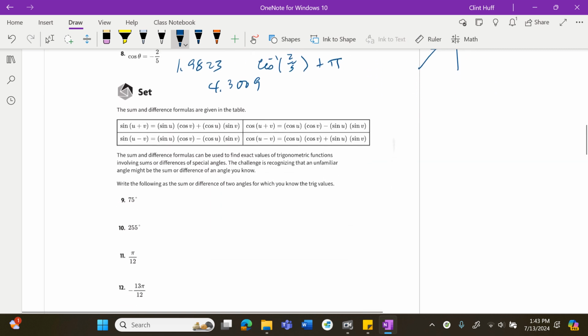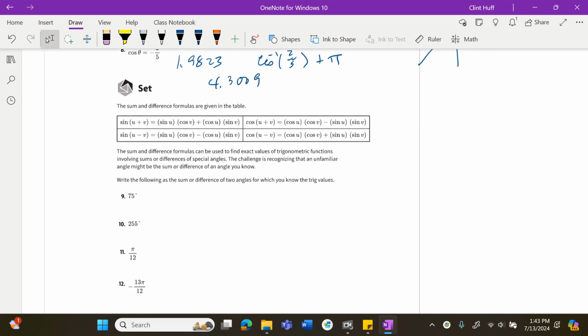Now, on the next section, we're going to work with the sum and difference formulas for cosine and sine. So first we have to figure out a sum of two angles that will give us these values. So on 75, I would use 30 plus 45 degrees. On 255, I would use 210 plus 45 degrees.